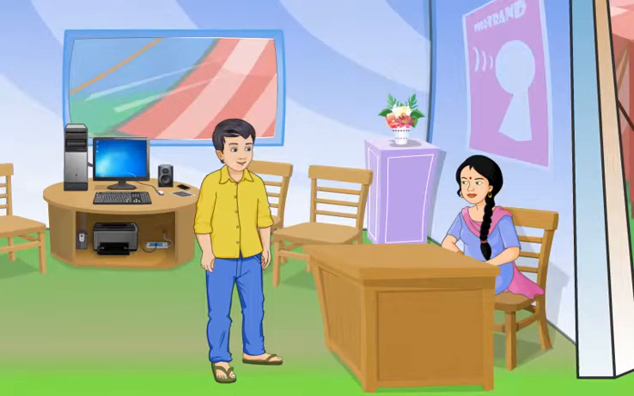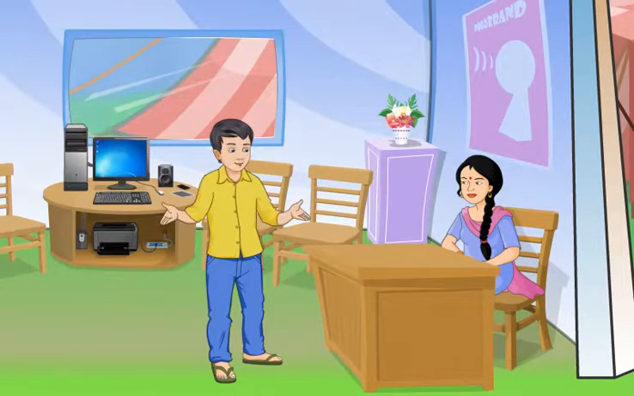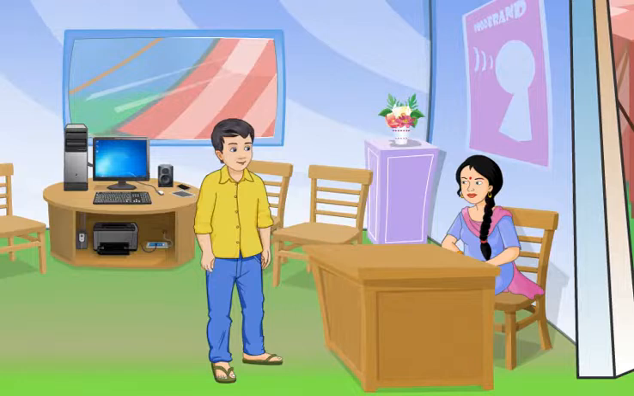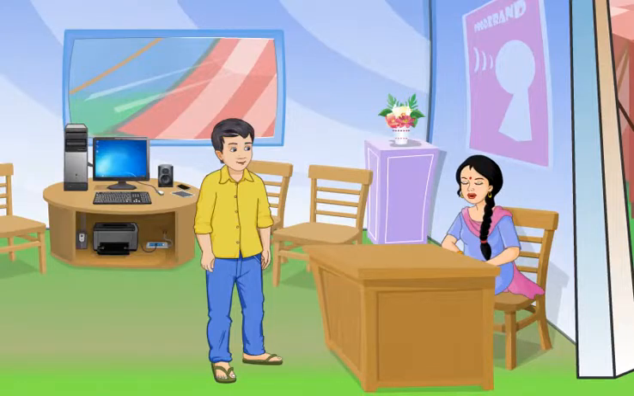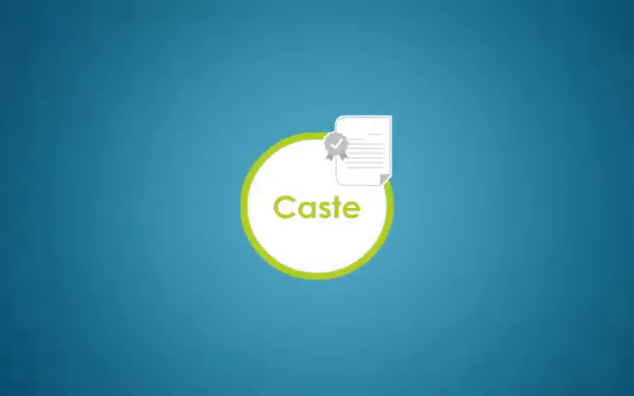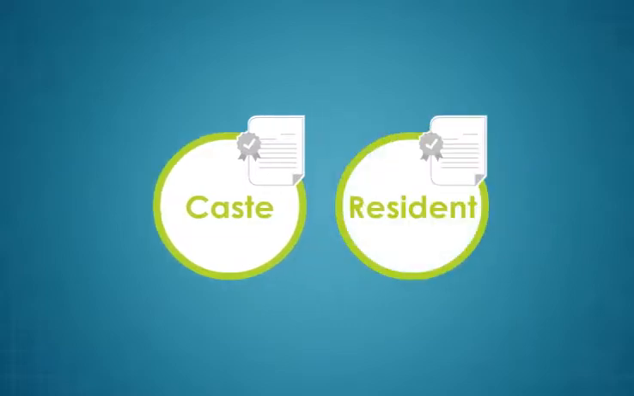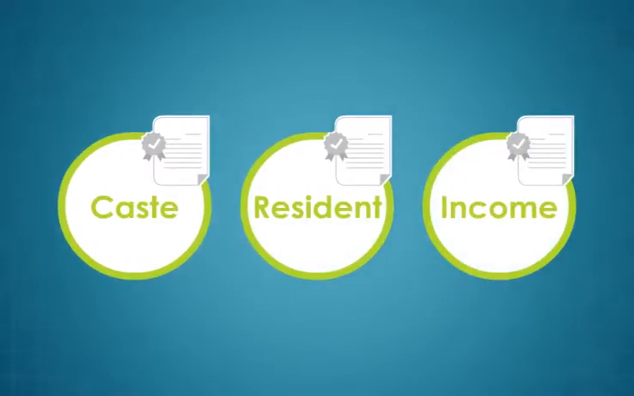It sounds interesting. Please tell me, how can I access these services? Sure, Rohan. Let me first start with the various e-district services, which includes the issuance of caste certificate, resident certificate, and income certificate.